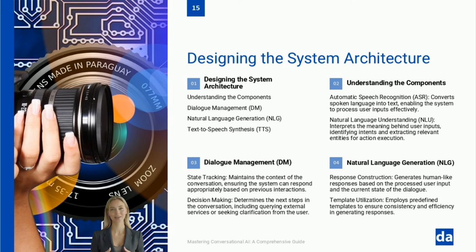This includes 2 main functions: state tracking and decision making. State tracking is responsible for maintaining the context of the conversation, which is vital for ensuring that the system can respond appropriately based on previous interactions. Decision-making, on the other hand, determines the next steps in the conversation, whether that involves querying external services or seeking clarification from the user. Moving on, we have natural language generation, NLG.